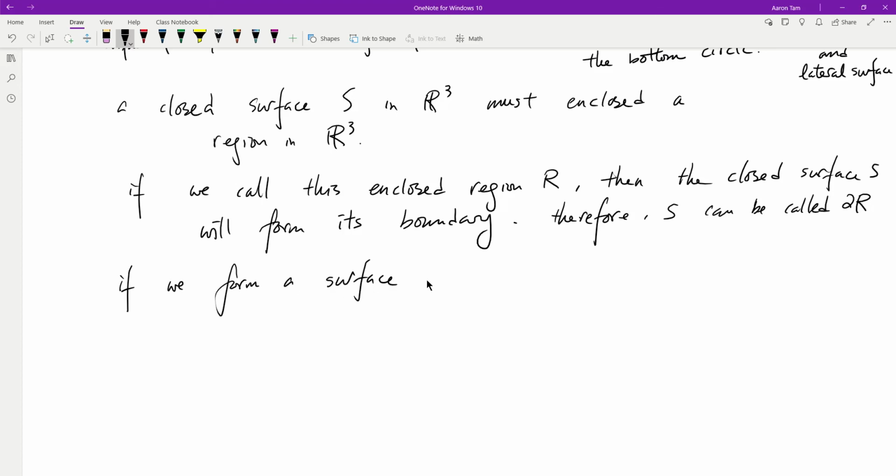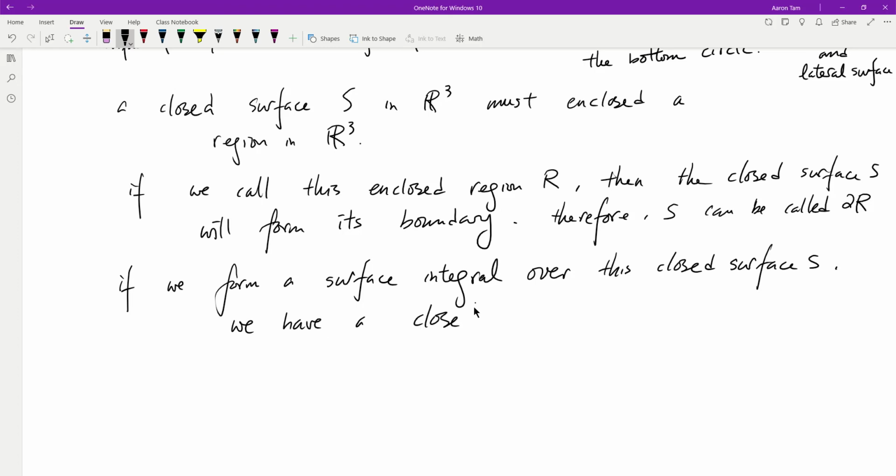So we form a surface integral over this closed surface. We have a closed surface integral. So it's kind of like the line integral and the closed curve integral. Okay? And the notation for that, shockingly, is this.